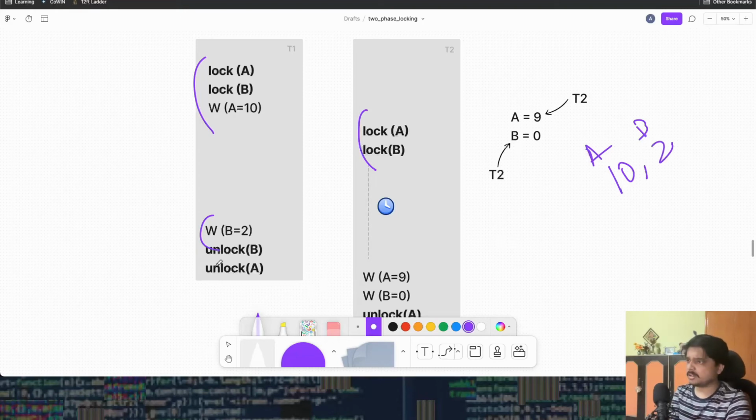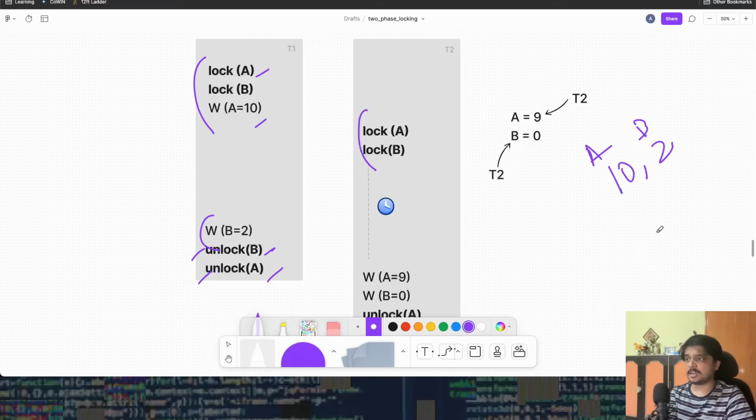T2 is still waiting. Then at the end it unlocks B and A. After unlocking B, it cannot... last time what it was doing was taking a lock at A, then unlocking A, then taking a lock at B, then unlocking B. It cannot do that here. It has to take locks, and then when it unlocks, it can only unlock. It cannot ask for more locks, right? So then it has done unlock A and unlock B.